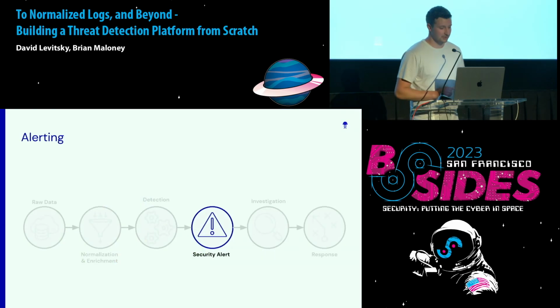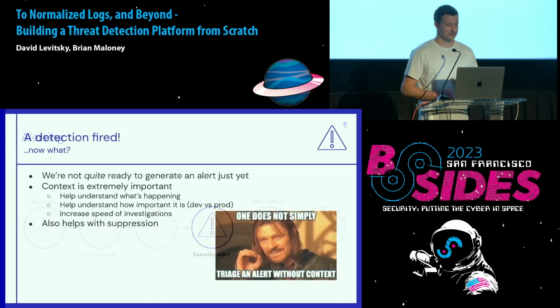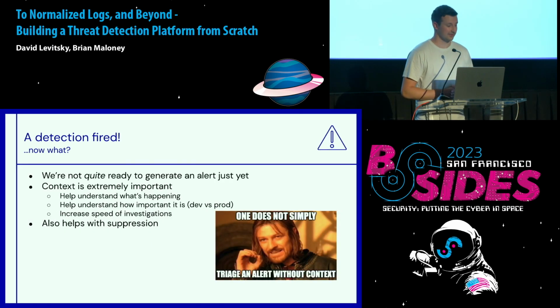The next section is called alerting, but it's actually a trick. It's not necessarily alerting yet. Just because you have a detection that's fired doesn't necessarily mean that you're ready to generate an alert. And the reason for that is how much context does your detection have that's already fired?